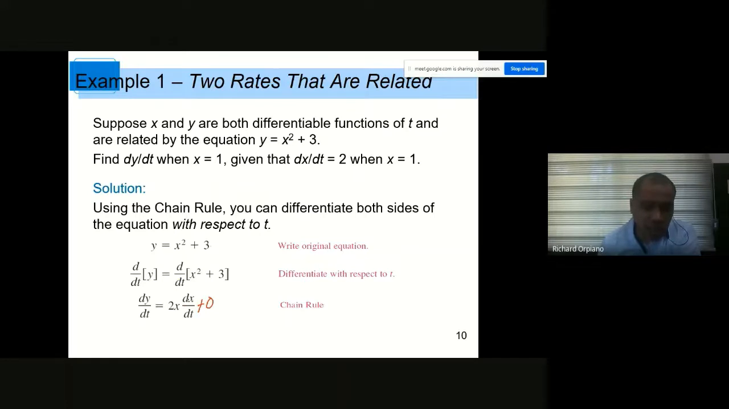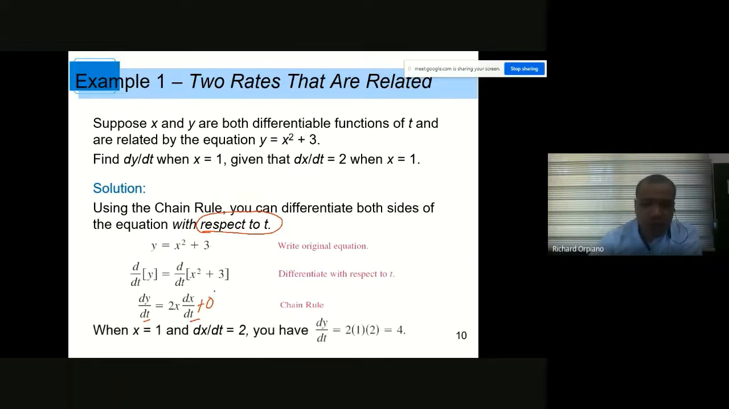Kaya dy dt is equals to 2x dx dt. Ulitin ko, we are trying to obtain the derivative of the function or the equation with respect to t. Kaya ang denominator natin is dt. Sa previous topic, dx ang denominator natin, dy dx. Okay, so yan. So when x is equals to 1 and dx dt is equals to 2, you have dy dt is equals to 2 times 1 times 2, that is equals to 4.